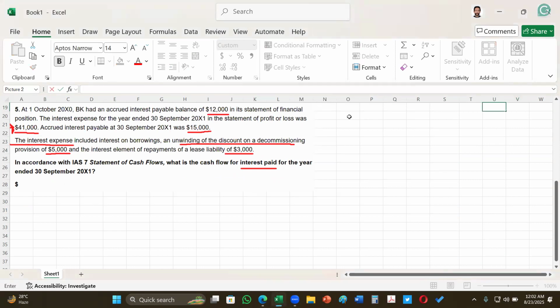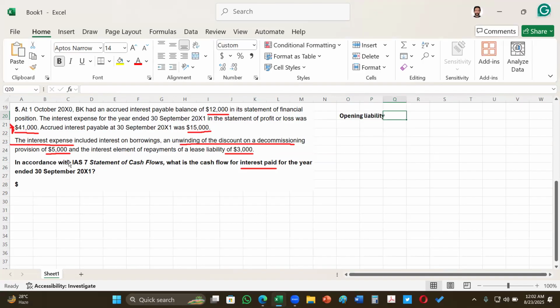Excuse me, sir. So even the 3,000, we shouldn't include it? Yeah, this 3,000 is related to the lease payment. This should be included because we make a lease payment, and the interest that is related to the lease payment is actually paid. So we should include 3,000. Both the values, 5 and 3, are already included in this 41,000. But even the opening, shouldn't we only subtract the difference between 5 and 3?